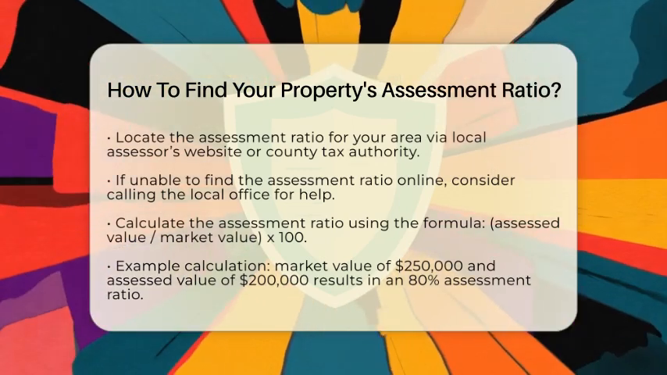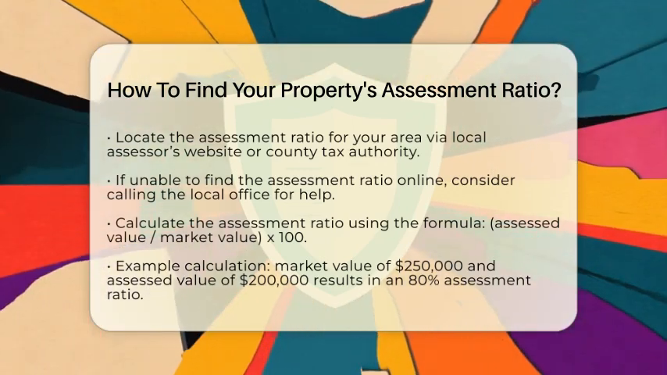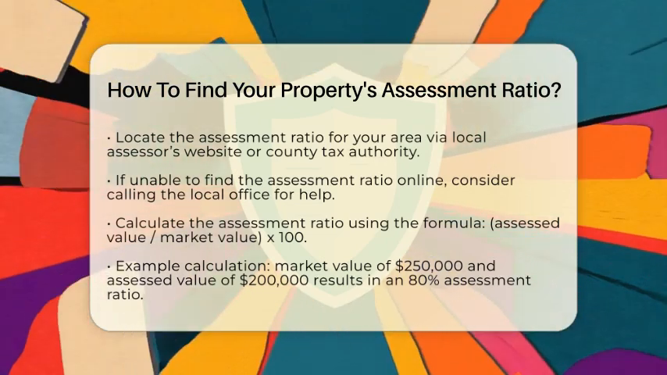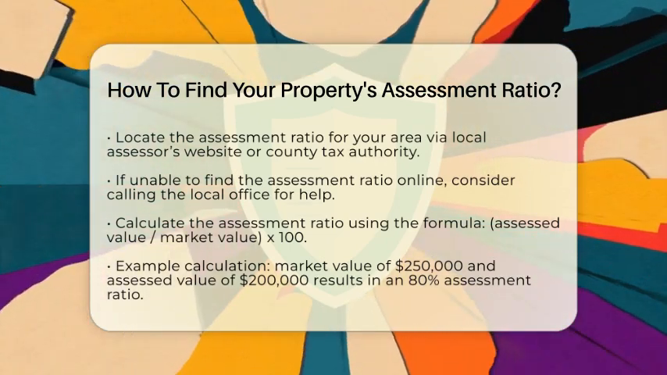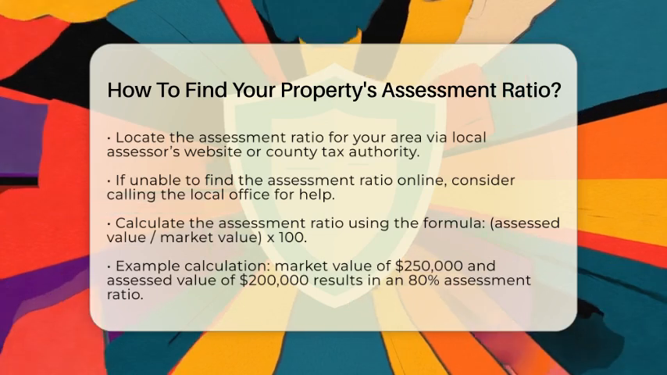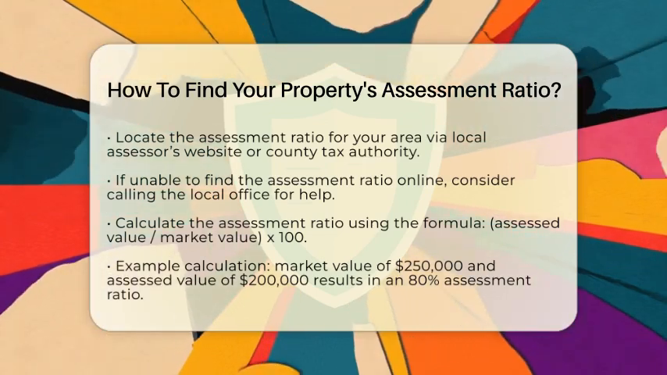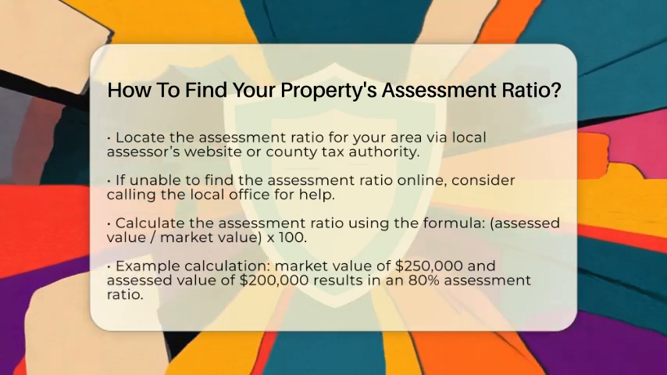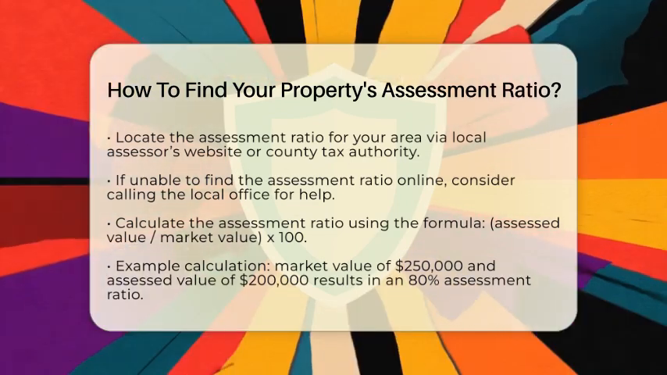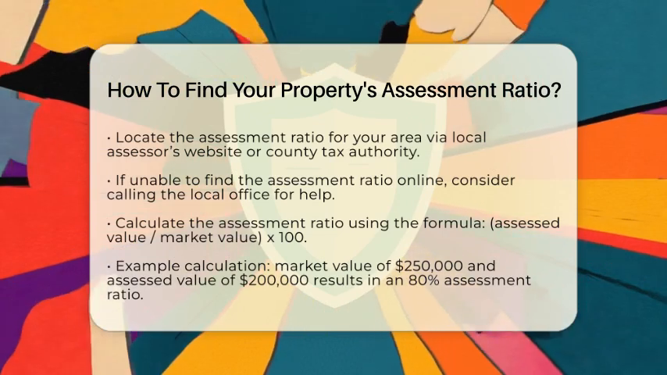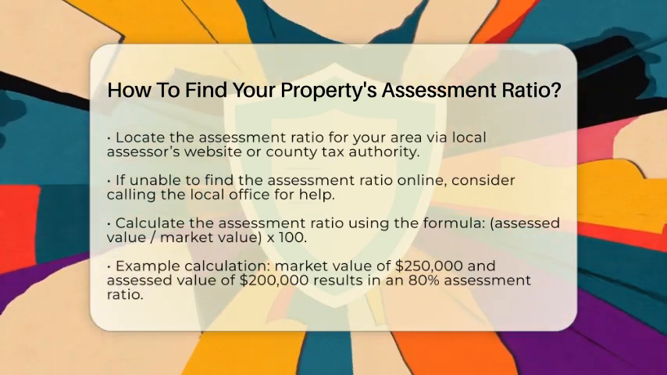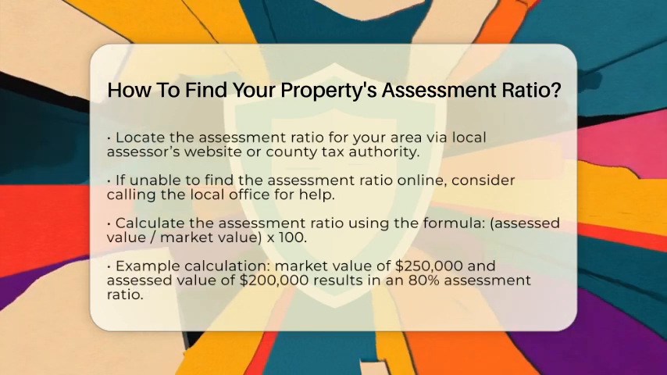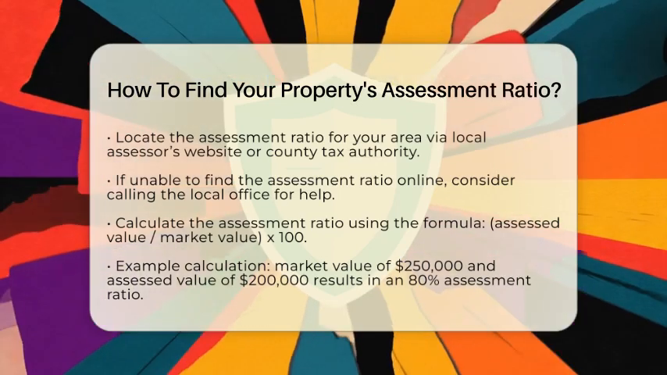Once you have both the assessed value and the market value, you can calculate the assessment ratio. The formula is simple. Divide the assessed value by the market value, then multiply by 100 to get a percentage. For instance, if your property's market value is $250,000 and the assessed value is $200,000, the assessment ratio would be 80%. You can usually find your assessed value on your property tax bill or assessment notice.